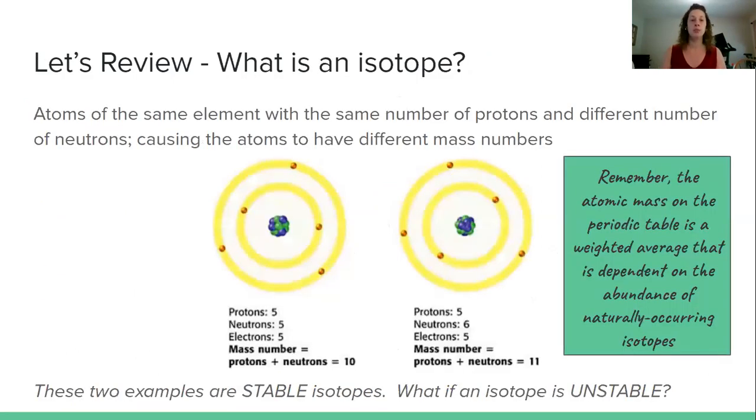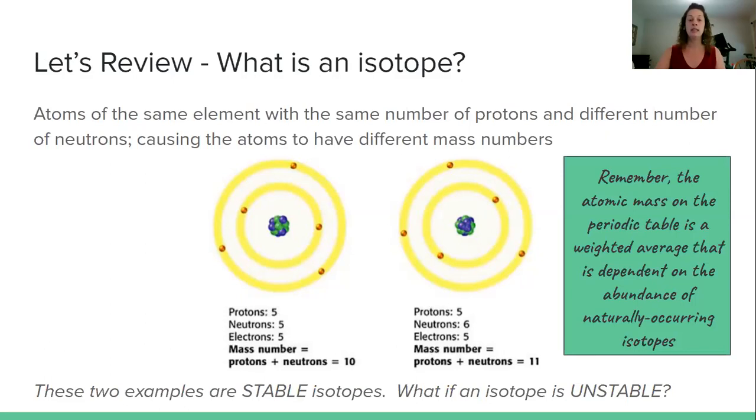So what's an isotope? If you have atoms of the same element and they have the same number of protons, but their number of neutrons is different, they're considered an isotope. And because neutrons also have mass, when that number of neutrons changes, the mass number changes as well. So we have examples here.